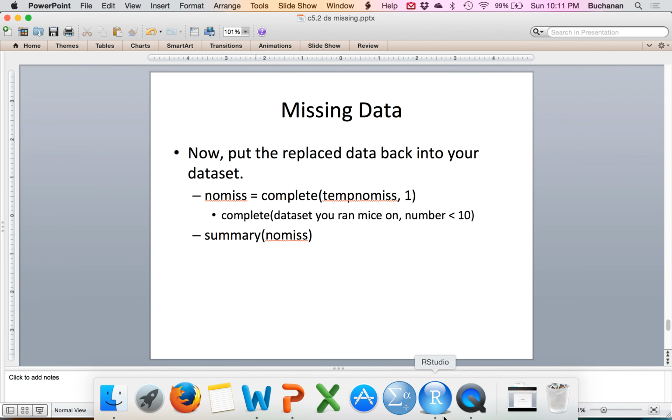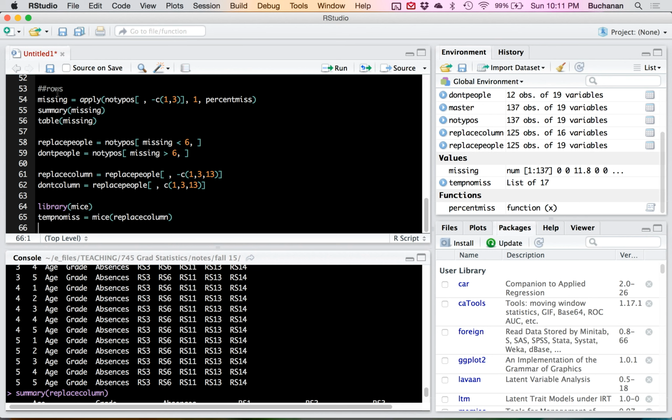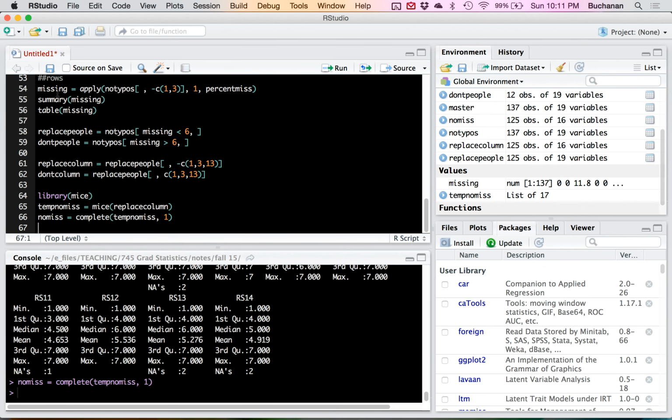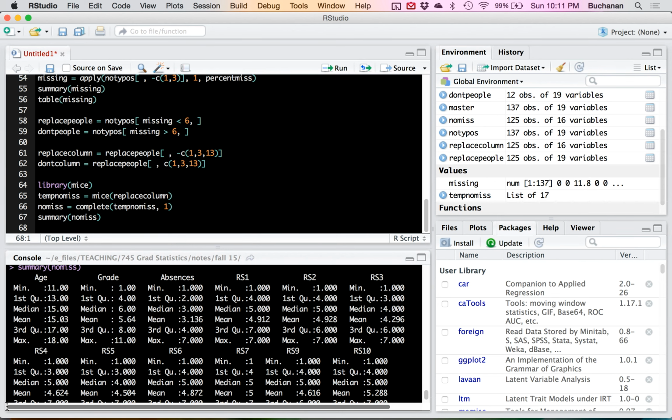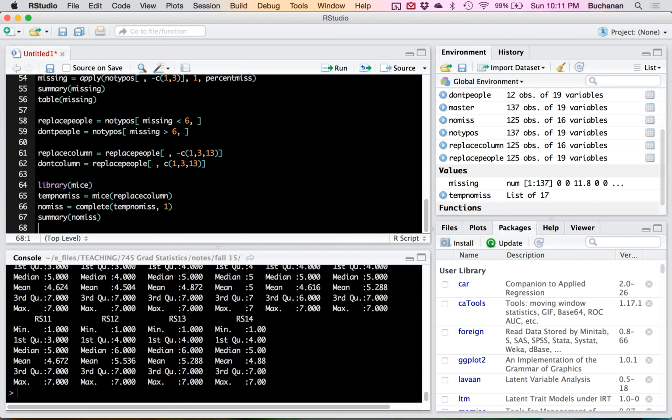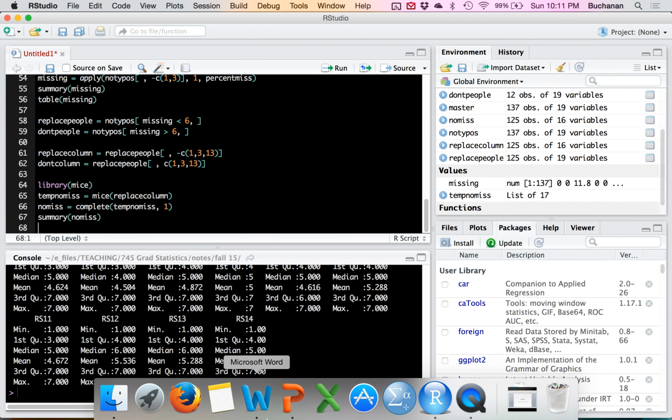So I've saved a new data set. So let's do that. The complete function takes the imputed data and combines it together. And now if I do a summary of my no miss data set, I have no missing data because my replace column has been fixed. If you look at no miss here, it's 125 observations. Replace column, 125 observations. So it's not dropped anybody, it's just filled them in with the first imputed data point.